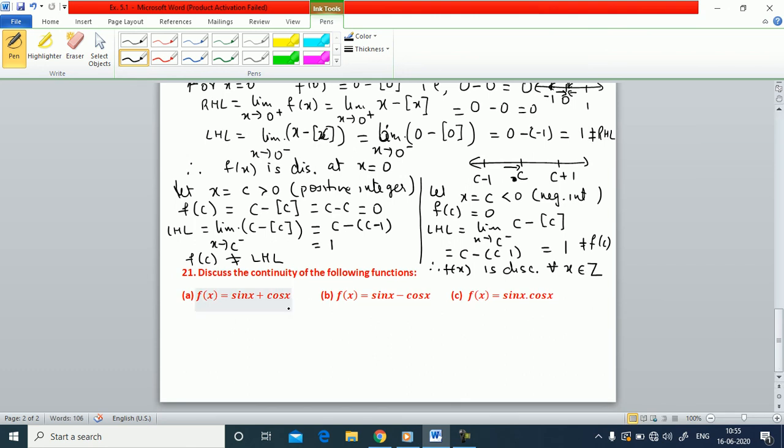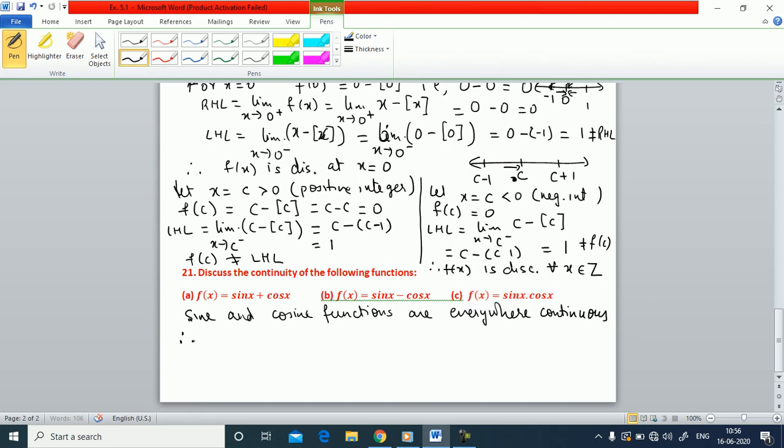Taking one last one, this we will prove only through justification. They are saying discuss the continuity of the following functions. So you look at all these three cases. This is the sum of sine and cosine functions, the difference of sine and cosine functions. This is the product of sine and cosine functions. What do we know about the continuity of sine and cosine functions? We know that sine and cosine functions are everywhere continuous.